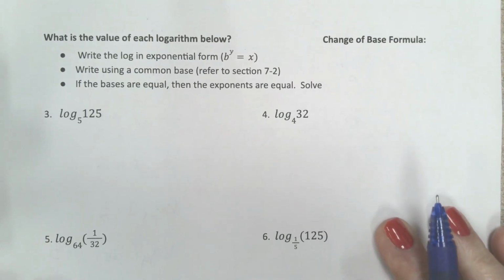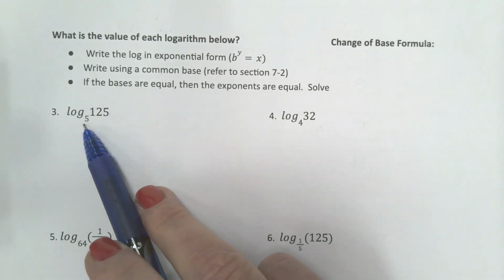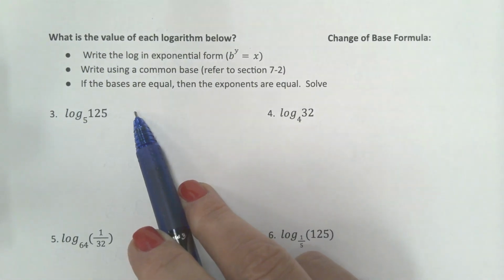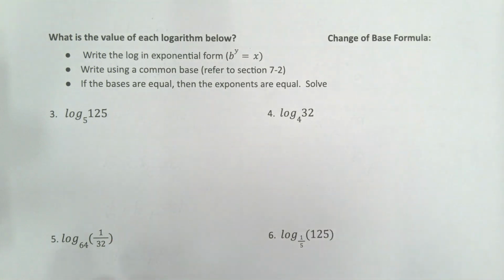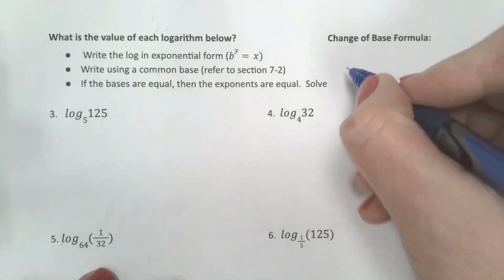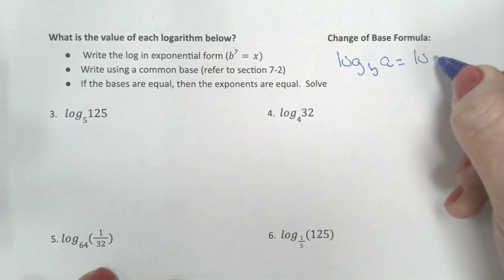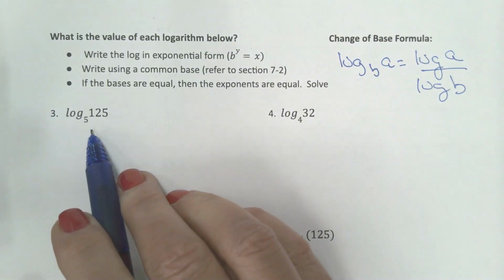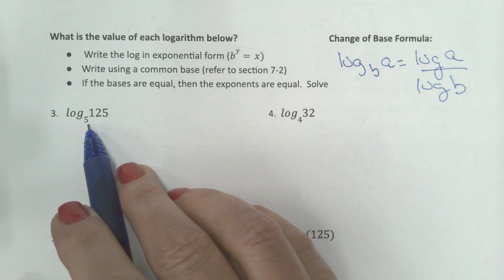I'm going to jump down here and we're going to do the change of base formula. So we have this problem, log base 5 of 125, and we would like to figure out what does that equal. There are many ways I can teach it. I'm going to use the calculator and the change of base formula this year. The change of base formula says log base b of a equals log a divided by log b. Most calculators aren't set up to handle a log base 5. It only knows how to calculate log base 10.